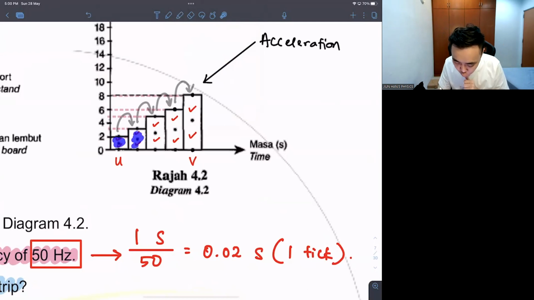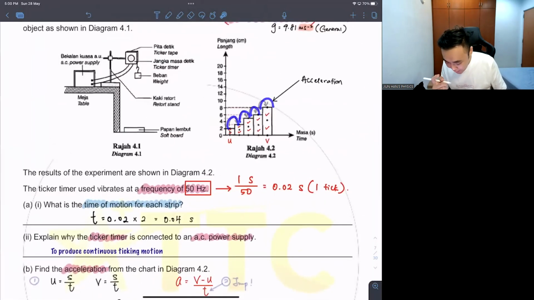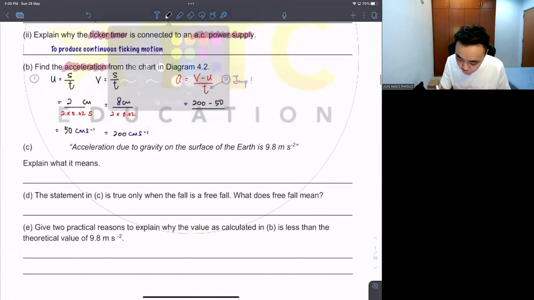You see 1 strip, 2, 3, 4, and 5, right? How many jumps did we make? 1, 2, 3, and 4. So now, look, we jump 4 times, right? I will divide by 4, not done yet, multiply by 0.04.